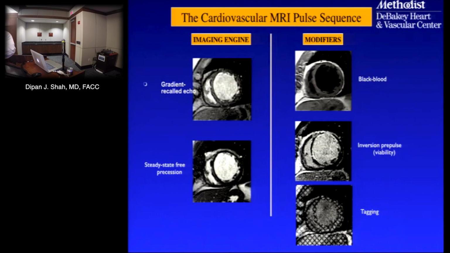Or I could use what's called an inversion preparation to actually make the area of infarct appear bright, to hyper-enhance. Or I could use something like tagging to cause tag lines to form, and I could see how those lines change over time to see where one specific voxel of tissue is moving over time. So the idea is that for any given slice, I can do multiple different acquisition strategies.